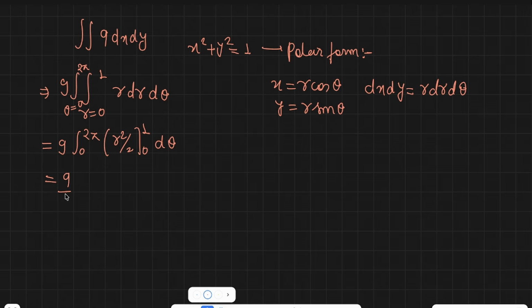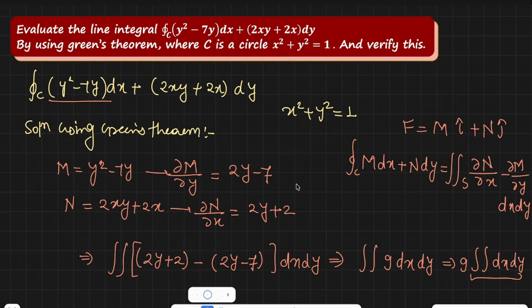Then it will be 9 by 2 into r square from 0 to 1, and 2 pi. So 2 and 2 get cancelled, and the answer will be 9 into 1 minus 0 into pi, so the answer will be 9 pi. This is how we can solve using Green's theorem.